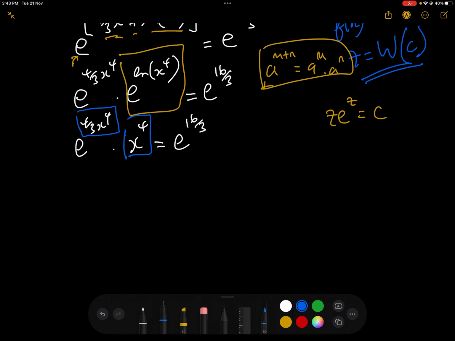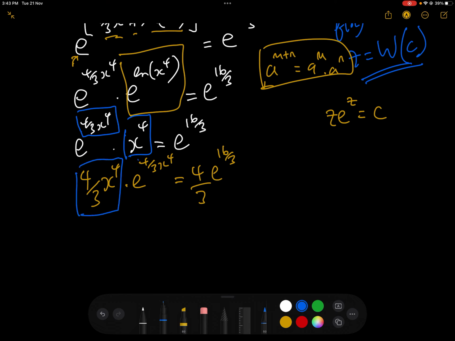If we look at the exponent, we have 4 over 3 x to the 4, and we're multiplying it by x to the 4. All we need to do now is multiply both sides by 4 over 3. And we get 4 over 3 x to the 4 times e to the 4 over 3 x to the 4 equals 4 over 3 e to the power of 16 over 3. And now we have our equation in the form that we wanted, where this is z, and this is z, and this here is c. So we have our z e to the z equals c.